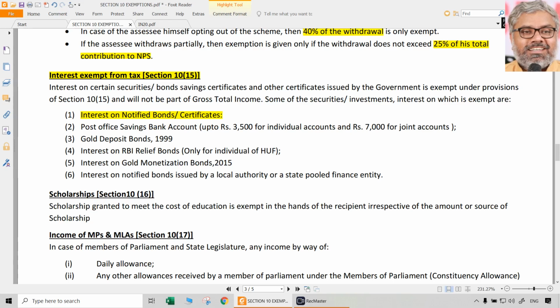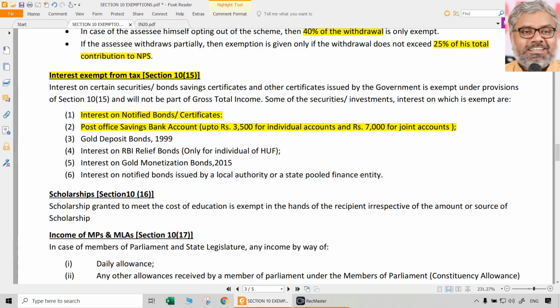But what is important for us to be remembered more than everything is this. That is point number 2. Interest on the post office savings bank account is exempt up to 3,500 rupees for individual accounts and 7,000 rupees for joint accounts. This number you have to remember. Why? Because it can appear in the problems anywhere. But point to be noted once again, it will be taxable under the head of income from other sources normally. Imagine if there is a post office savings bank interest of 10,000, in that 3,500 only will be exempt. So the remaining 6,500 will be taxable. It will be included in the income from other sources and the gross total income of the assessee.